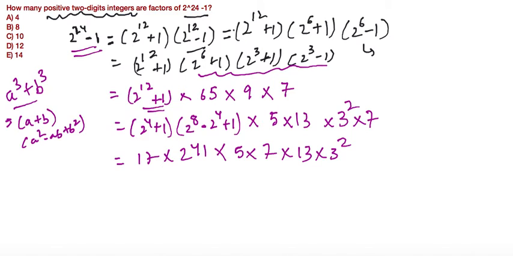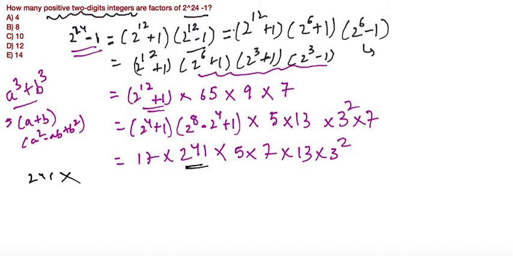So let's start with the largest number here, which is 241. 241 is already a three-digit number, and we are looking at a two-digit factor. So no matter which other factor I pair it with, it will still be a three-digit number. So 241 is out of consideration. We don't need to take it into consideration.